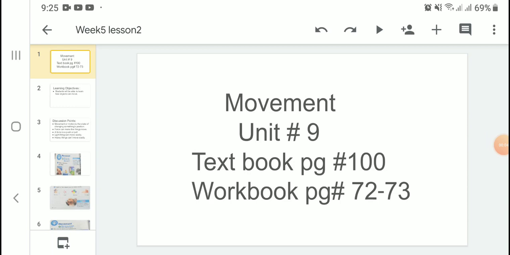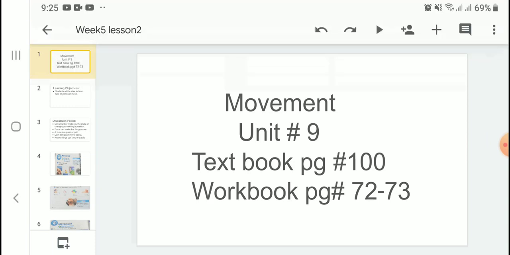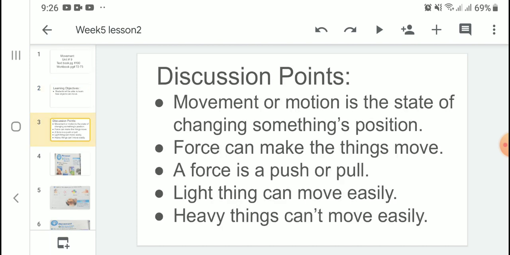Today we will start a new unit, movement. We will read page number 100 of the textbook and we will do workbook pages 72 and 73. Today our learning objective is that you will be able to learn how objects can move. First of all, I will tell you what movement is. Movement is the state of changing position of something, like a car can move and change its position.